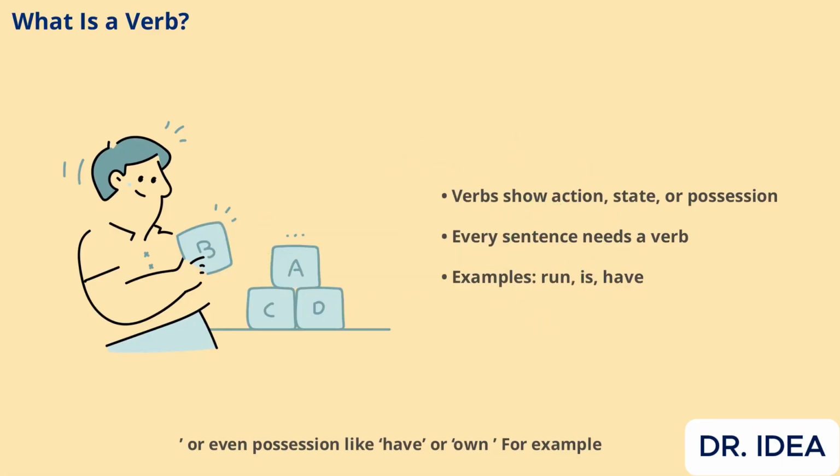For example, in the sentence, "She runs every morning," runs is the verb showing action. In "He is happy," is is the verb showing a state. And in "They have a car," have is the verb showing possession. Verbs are everywhere in English, and every sentence needs at least one.